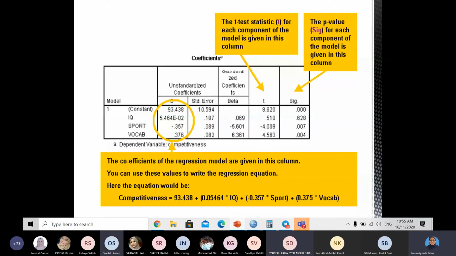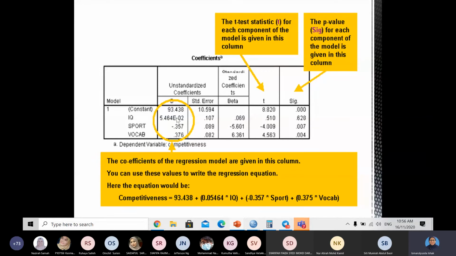Vocab and sport, yes. IQ, no. So you don't need to check their IQ. Whether they're genius or not genius, that's okay. It does not significantly show that you are competitive as a worker in the company. What is important is the sports knowledge and the vocab. So we have two. Now look at the unstandardized coefficients.